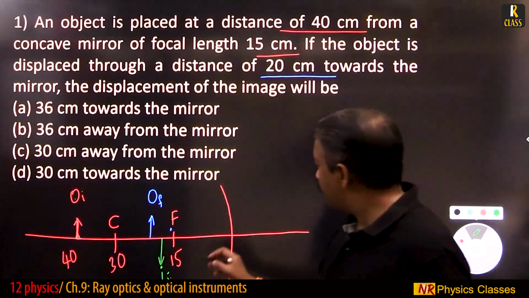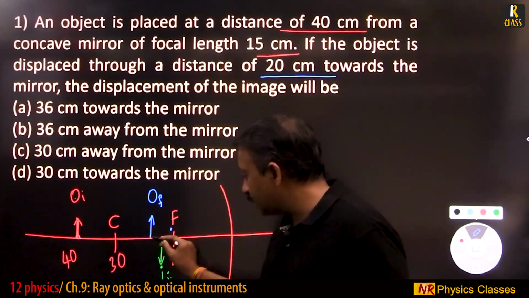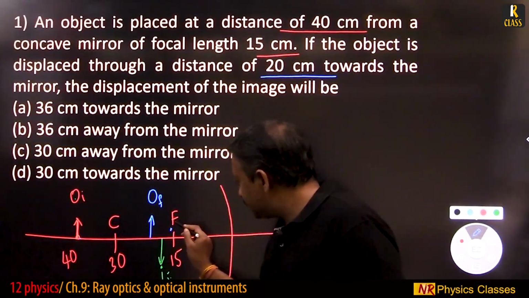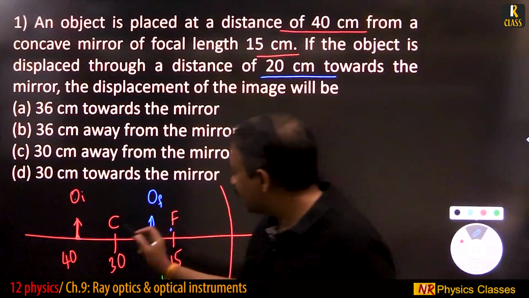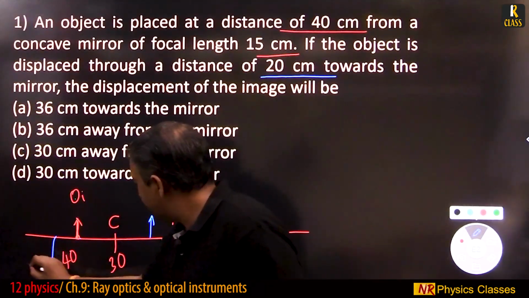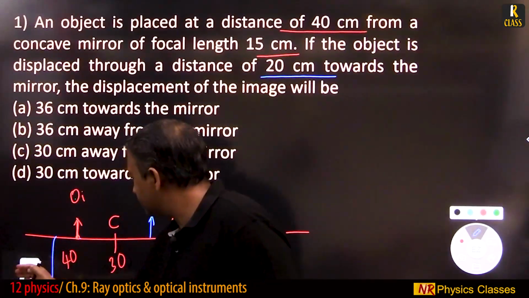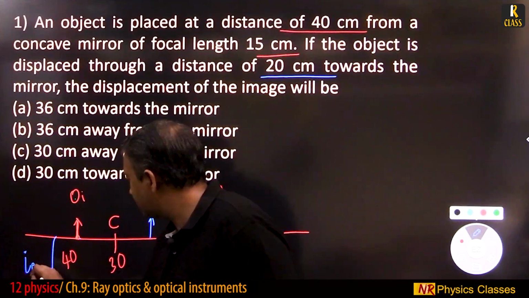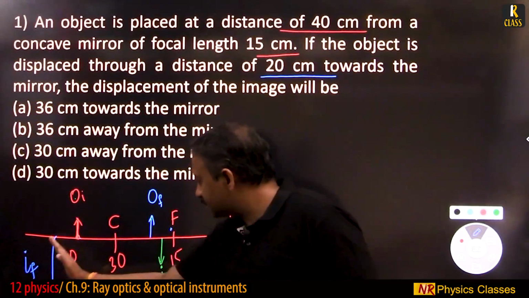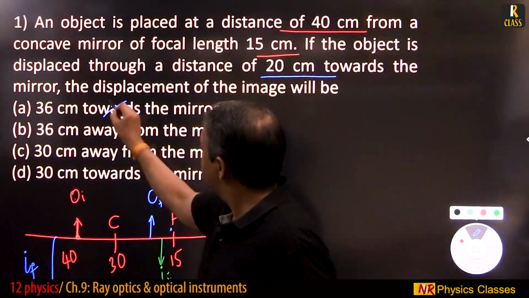Now, the object in the final position is between C and F. If it is between C and F, then we get a magnified image. So this is the image for the final position, I F. See, the image is displaced away from the mirror.